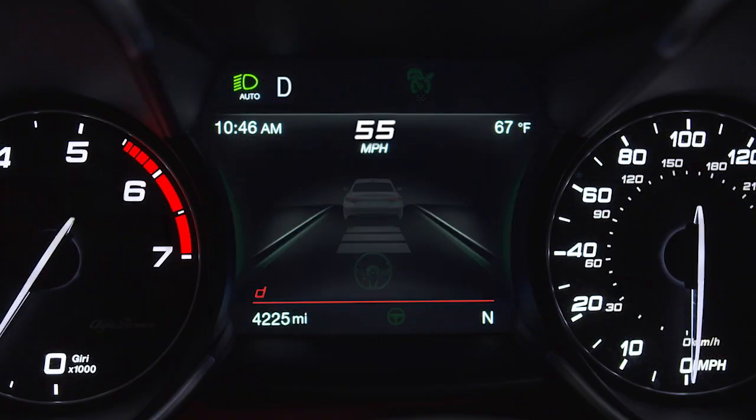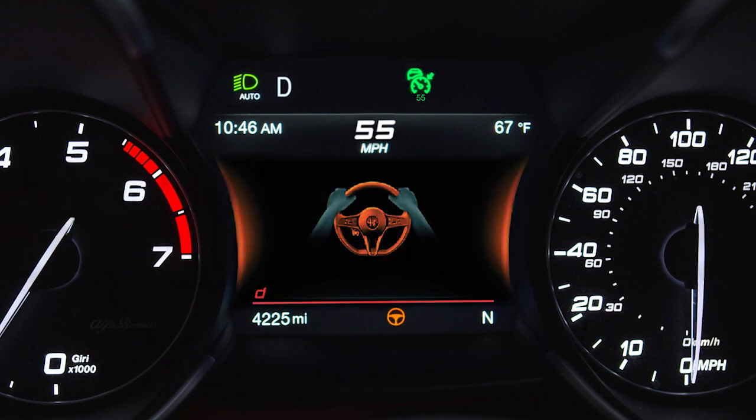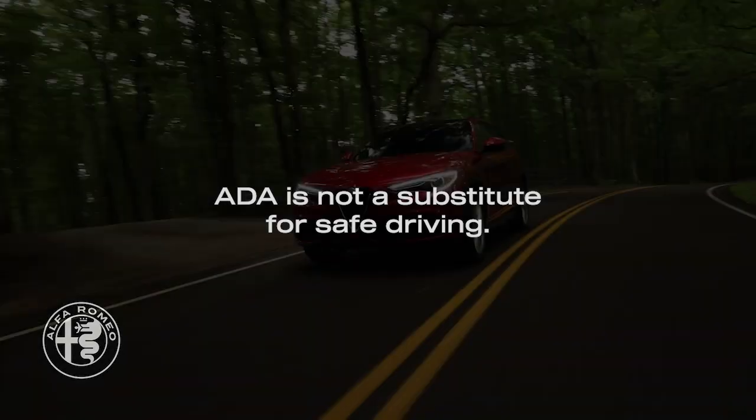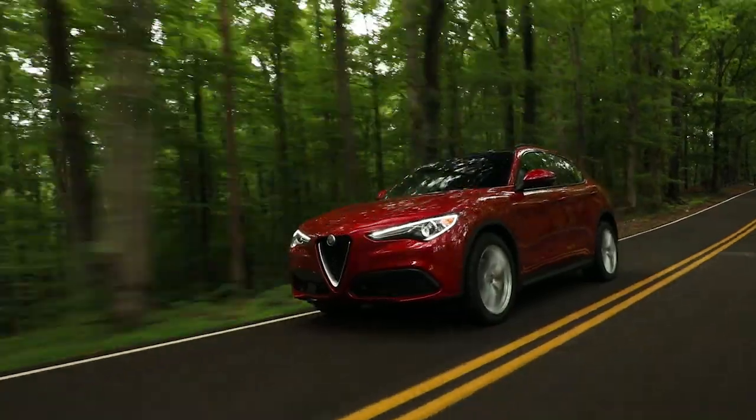The ADA system information can be viewed in the instrument cluster display at any time, and the system status is indicated by the color of the symbol on the display. Remember, ADA is not a substitute for safe driving. Always remain alert and pay attention to traffic conditions when using the system.